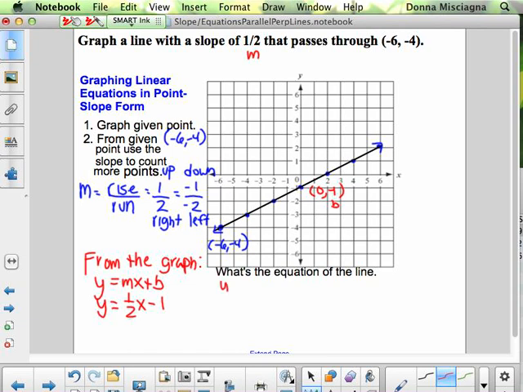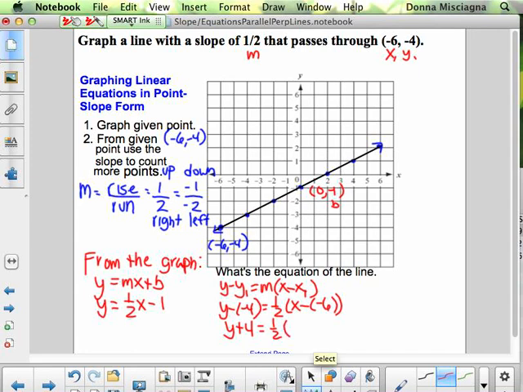So point-slope form will be y minus y1 equals m times x minus x1. x1 and y1 is the point we're given. Use that one because you're sure of that one, because you were told that point. And of course, 1/2 is the slope. So let's go ahead and plug our values in. So we have y minus -4 equals 1/2 times x minus -6. Let's simplify the double negatives. So y minus -4 is y plus 4. Minus -6 is x plus 6.